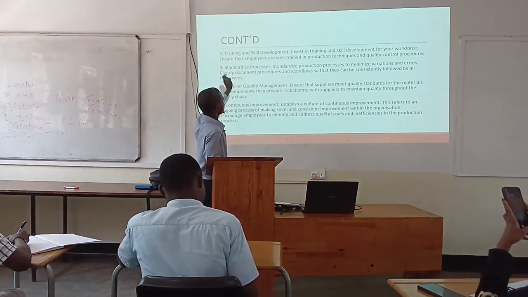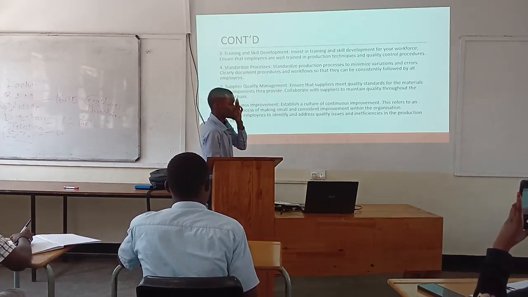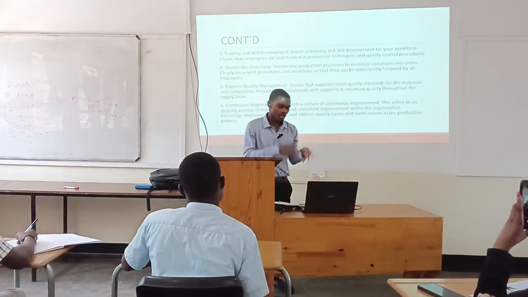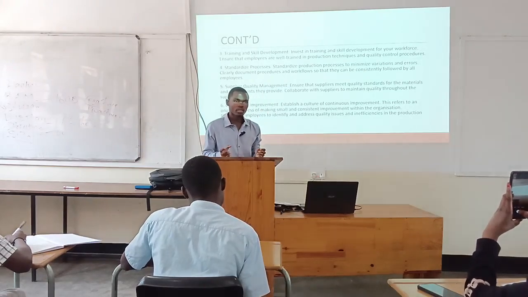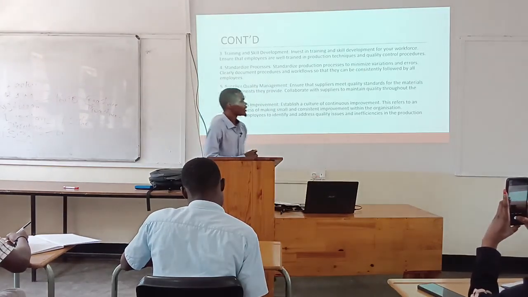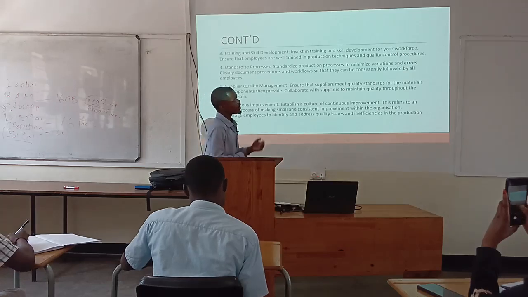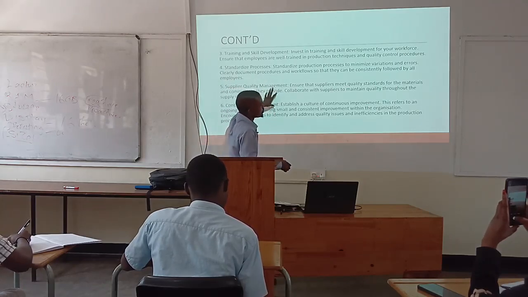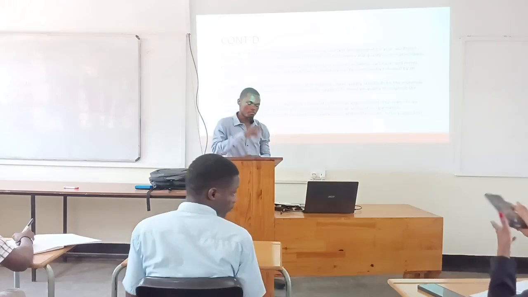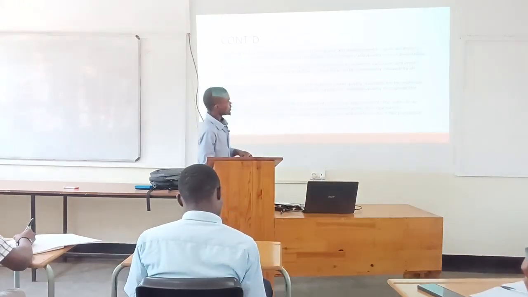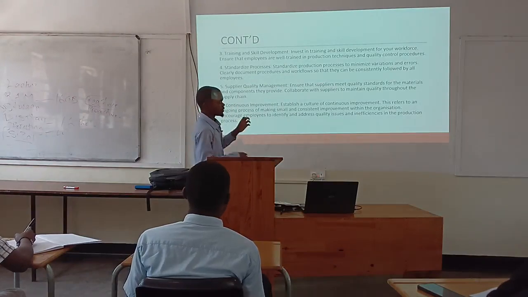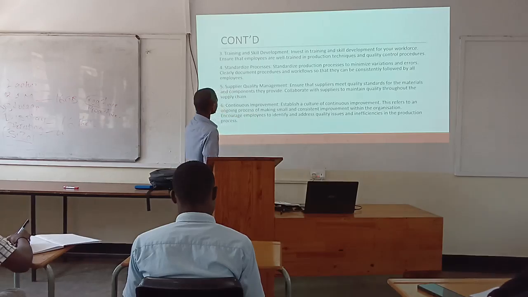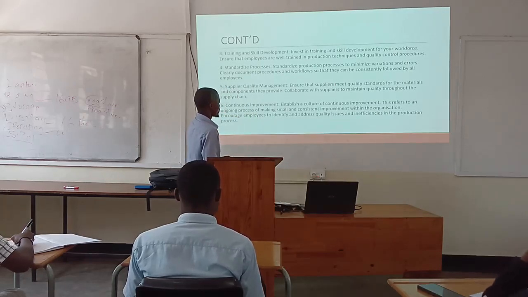So by training and development, an organization can choose, for example, on the job training. So the employees are being trained within the organization. And then there's also what we call off the job training, whereby the employees are being trained outside the organization's premises. So all this training and development is done in order to control quality within the organization. So training and development is one of the strategies of maintaining quality within our organization.